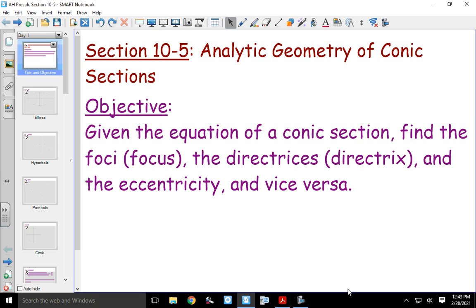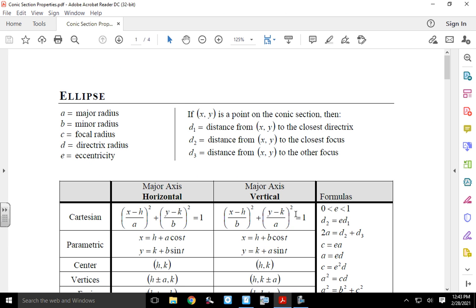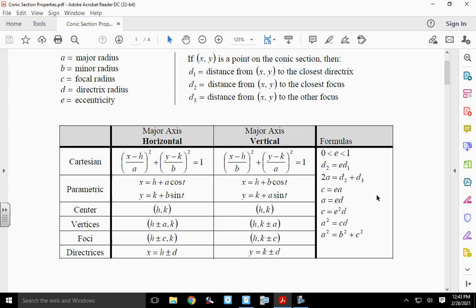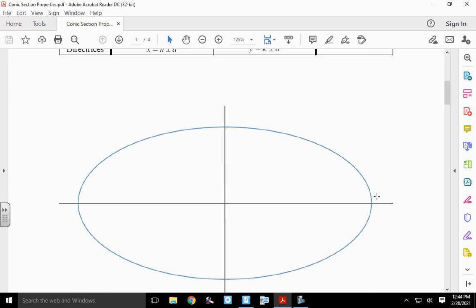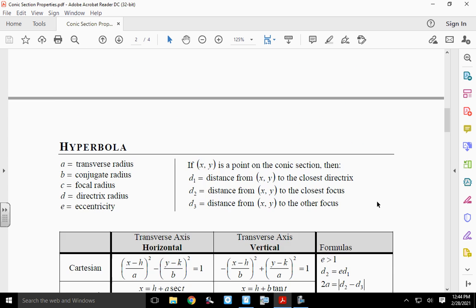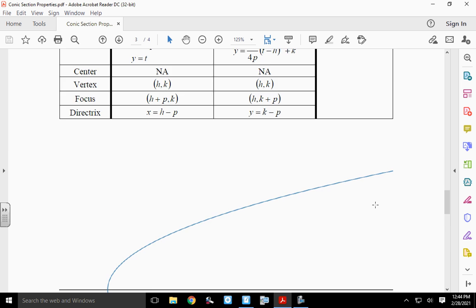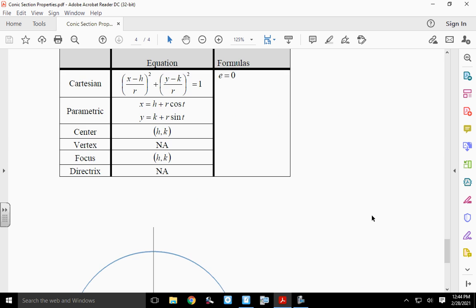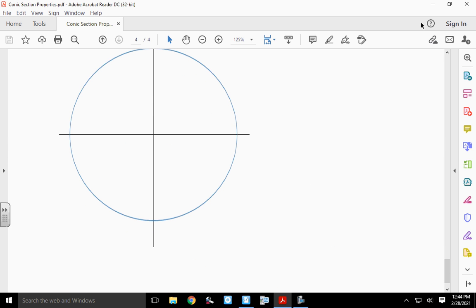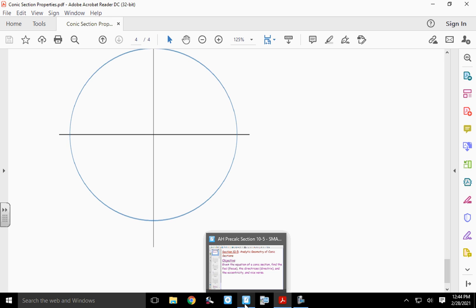But before we get going too far, you should have a copy of this handout here, which is the conic section properties. Definitely have it printed out there. There are some properties here that we'll definitely be using as we go through this section, but there's also space to sketch in the information relating to each one of these conic sections. So make sure that you've got that printed out. That will definitely be helpful as we go through these notes.